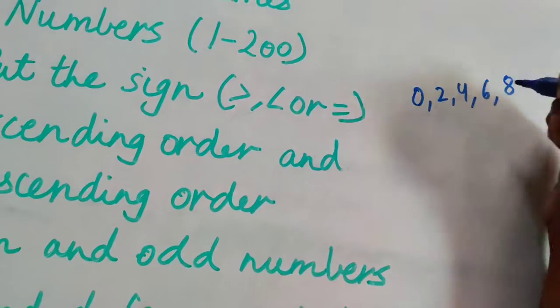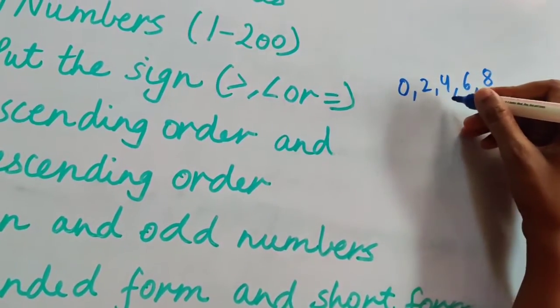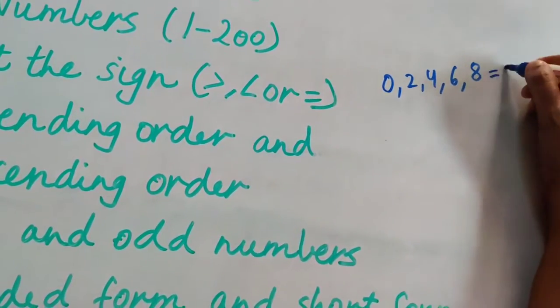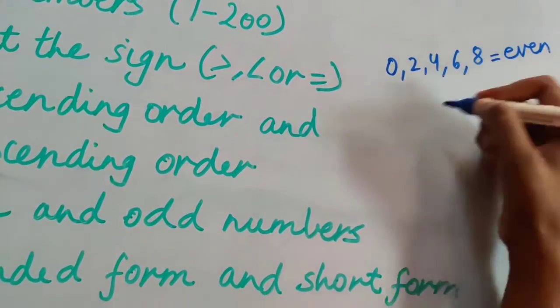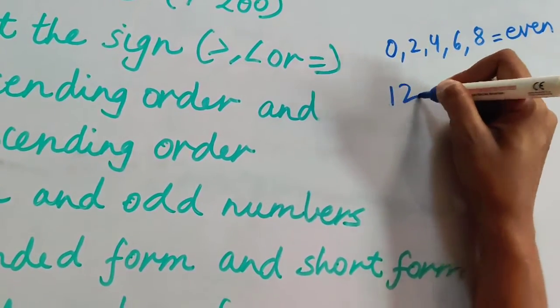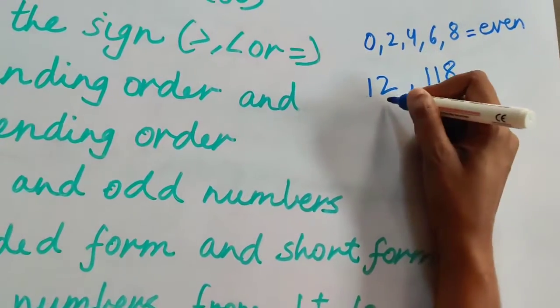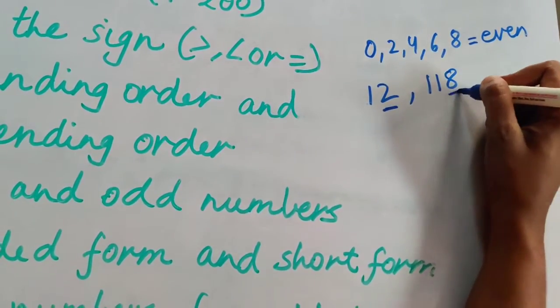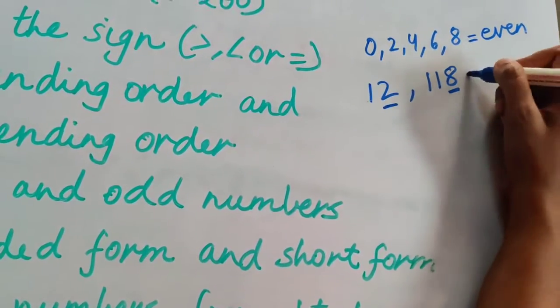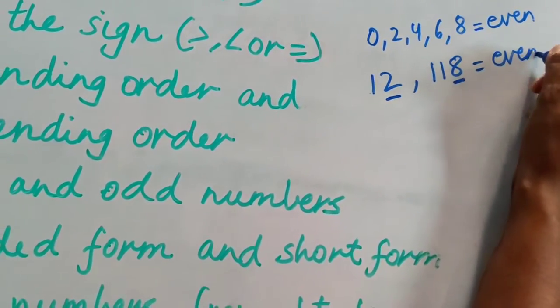Yes, the numbers which have 0, 2, 4, 6 and 8 in the last digit are called even numbers, right? Like for example, a number is given 12, a number is given 180, right? So if you see the last digit, what is the last digit of it? 2 and 8. So they both are called even numbers, right?